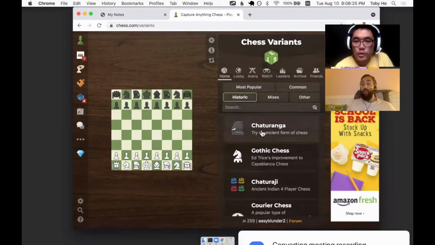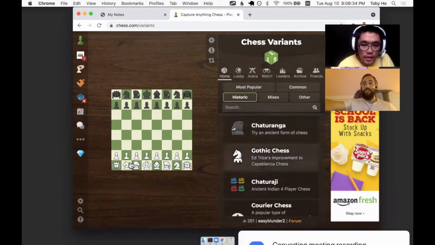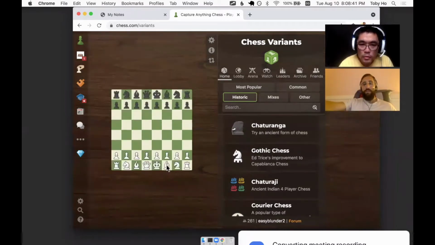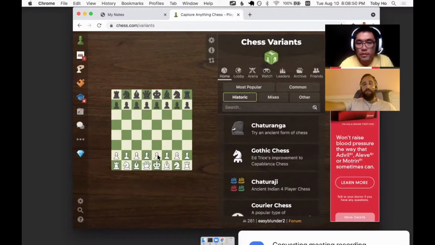Chaturanga. Chaturanga is where the bishop is not called a bishop. I forget what it's called, but I think it's the elephant. The elephant still moves diagonally, but you can only jump two squares diagonally. It doesn't matter if there's a piece on the middle square, you skip over it, and it always has to go the same distance. You can't go farther or closer than that.